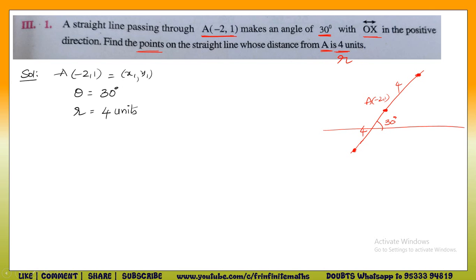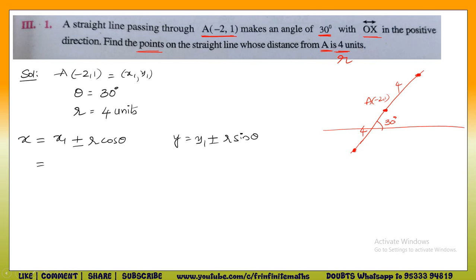Now going on with the parametric form. What is parametric form? x is equal to x1 plus or minus r cos theta. The same way y is equal to y1 plus or minus r sin theta. If you want to represent this as a direct point, you can write it as x1 plus or minus r cos theta, y1 plus or minus r sin theta as an ordered pair.